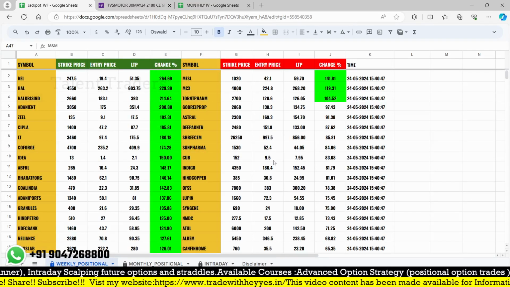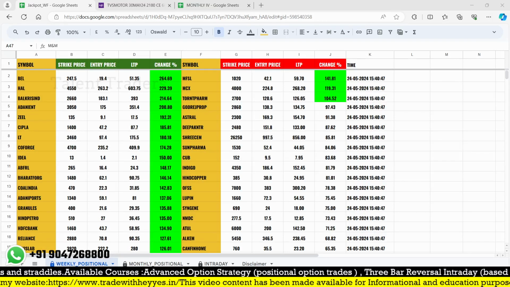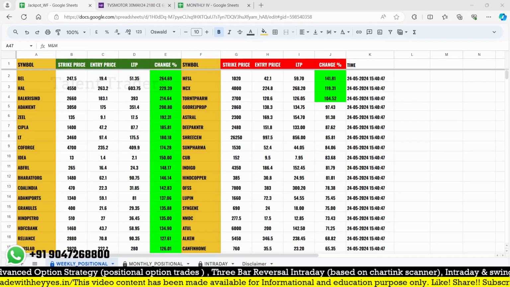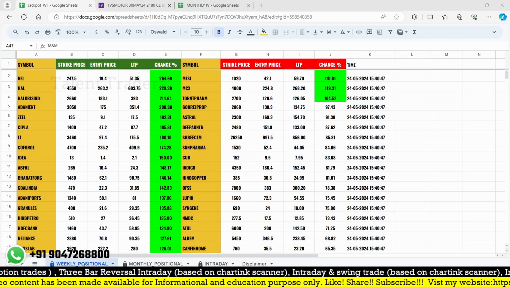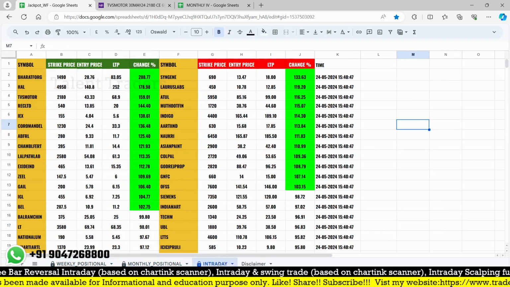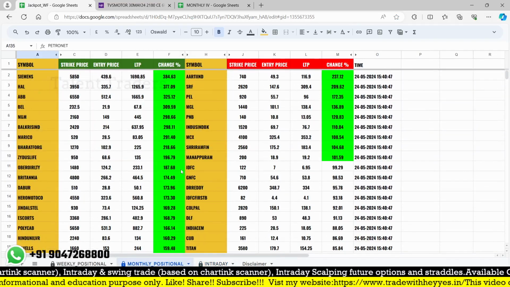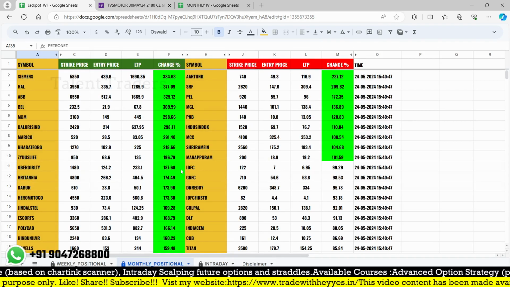Now for next week, that means 27 to 30th. The weekly trade is from 27 to 31st, but the expiry is happening on 30th. So for the next 4 days we are going to update the weekly positional sheet as well as intraday. Monthly will not be changed, and the monthly sheet will start updating on the 1st of every month. Up to the expiry week, we are not making any new positional trades.